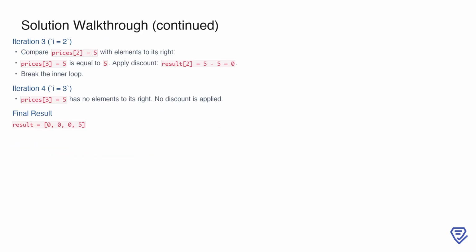For the third item in this example, prices[2] equals 5, we compare it with prices[3] equals 5, which is equal to 5. This value is applied as the discount, updating result[2] to 0. Finally, for the fourth item, prices[3] equals 5, there are no elements to its right, so no discount is applied, and the price remains unchanged. The final result for this input is 0, 0, 0, 5. This example demonstrates how the algorithm efficiently handles cases with repetitive values, applying discounts appropriately and ensuring correctness even when all values are the same. The process concludes with the calculated result array, which satisfies the problem requirements.